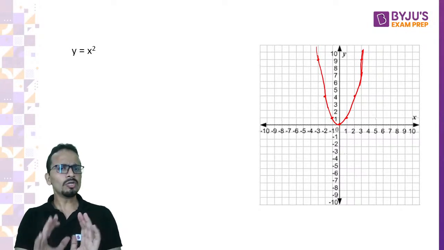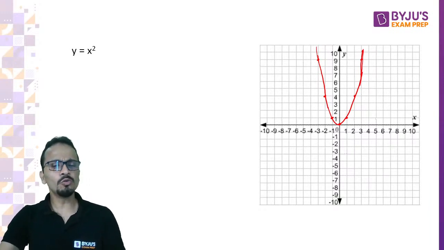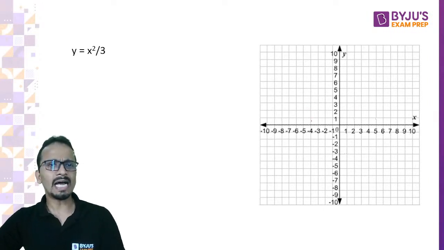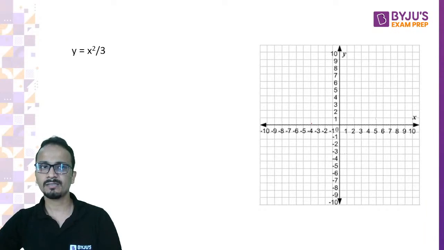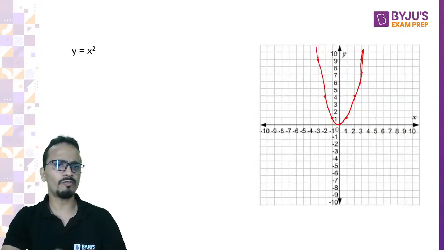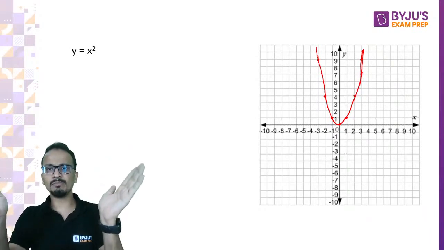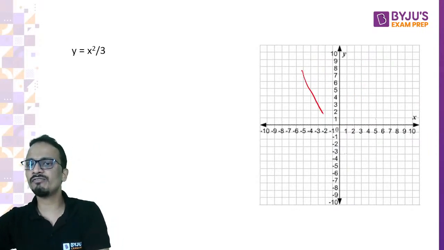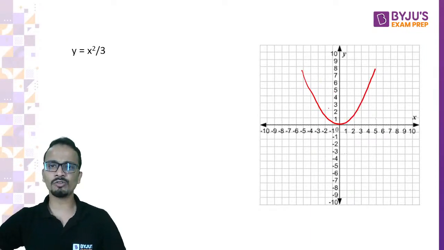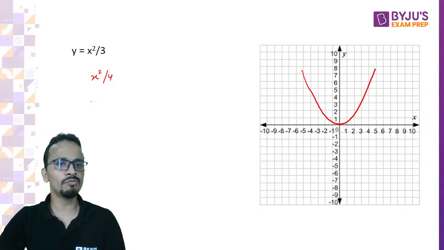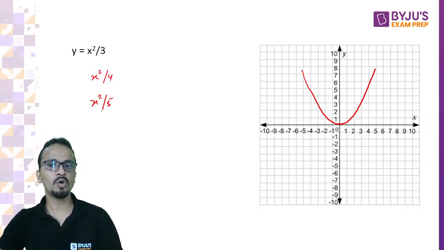Now we know that this is the graph of y equal to x square. If we want to plot the graph of y equal to x square upon 3, then for the same values of x, the values of y will decrease. So for y equal to x square, the slope will reduce a little, the graph will open up a little, and it will be something like this. For the same values of x, the value of y has decreased, so the slope of the graph will reduce. So for x square upon 3, x square upon 4, x square upon 5, the slope will keep on reducing.